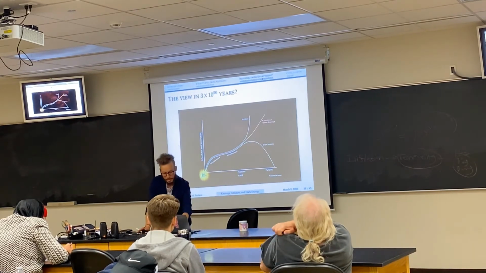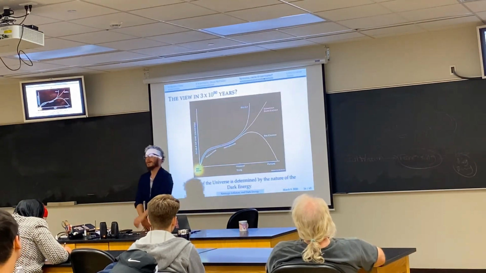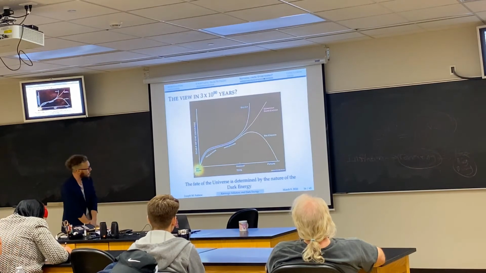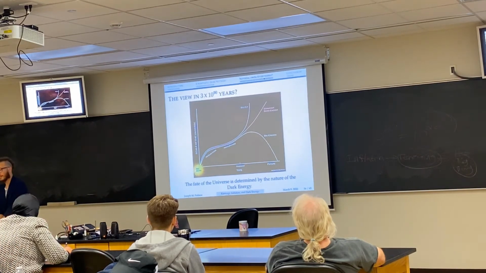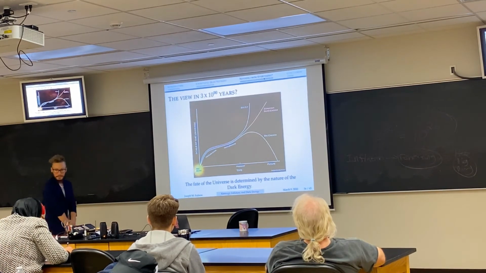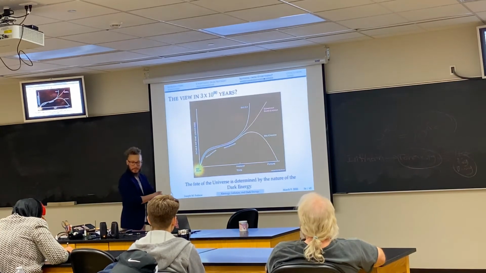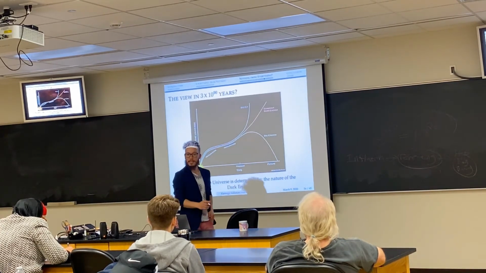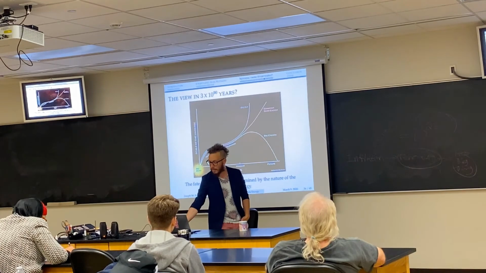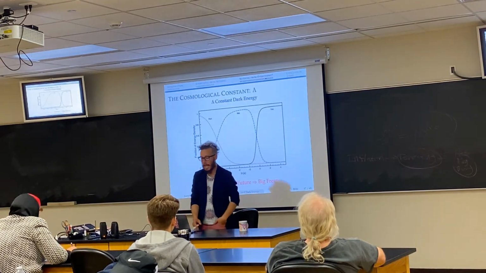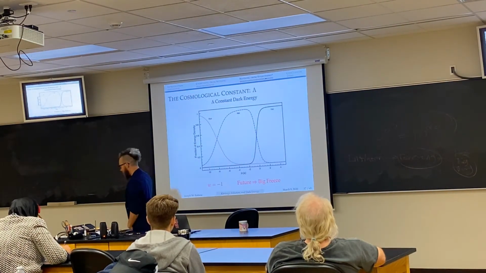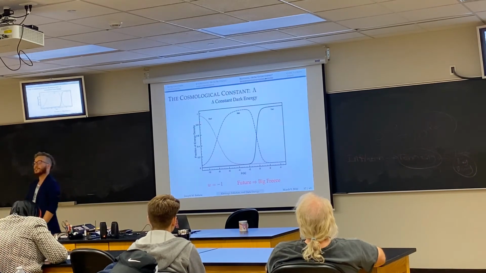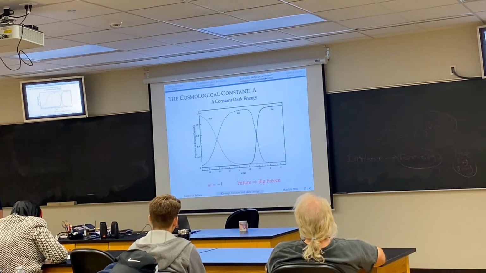And the main point I want to stress here, this is the key, is that the fate of the universe is determined by the nature of dark energy. We don't know what it is, but depending on its nature, that will determine the fate of the universe. Now, this figure, just like before, don't worry about the details. I only show you this to kind of give you a little bit of an idea of how scientists think about this in terms of observations.